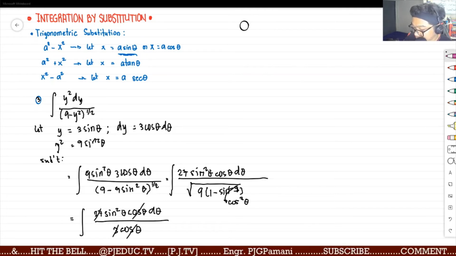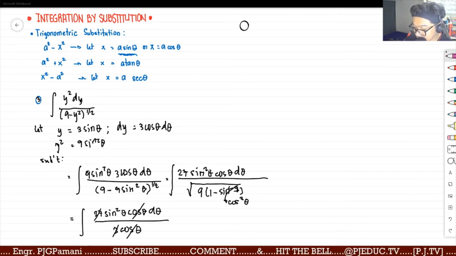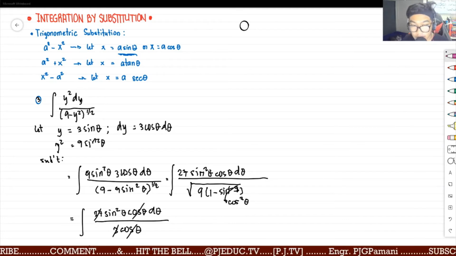That is now what? 9 sine squared theta d theta.